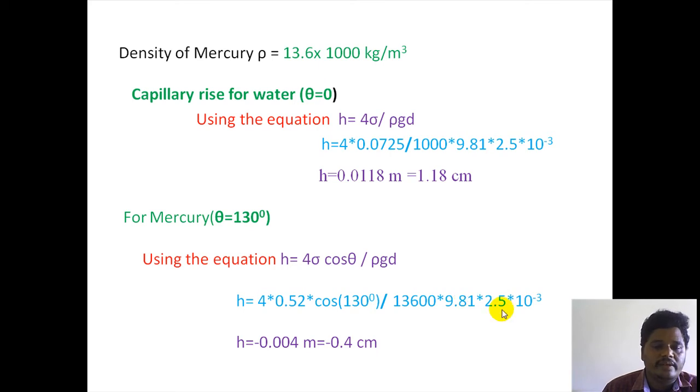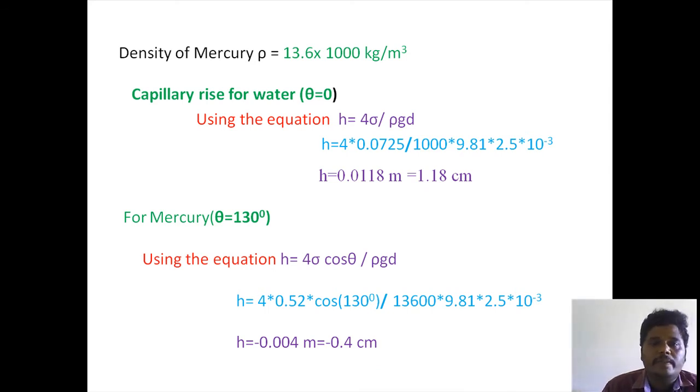From that we calculate h, which comes to minus 0.004 meter. When converting to centimeters, we get h is equal to minus 0.4 centimeter. Here the minus sign indicates that the negative side means there will be capillary depression.